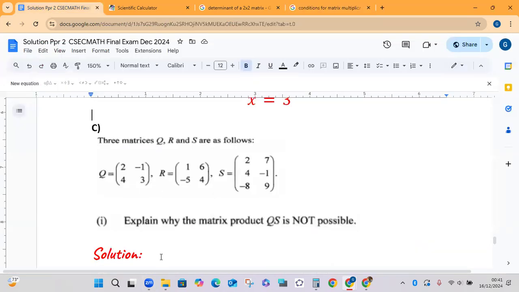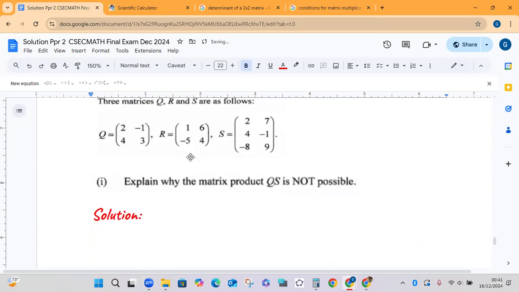So coming to our situation, what we need to do is to say what Q is. Q is a 2 by 2. And S now, what is S? S is a 3 by 2. So as you can see now, those two inner numbers are not equal to each other.